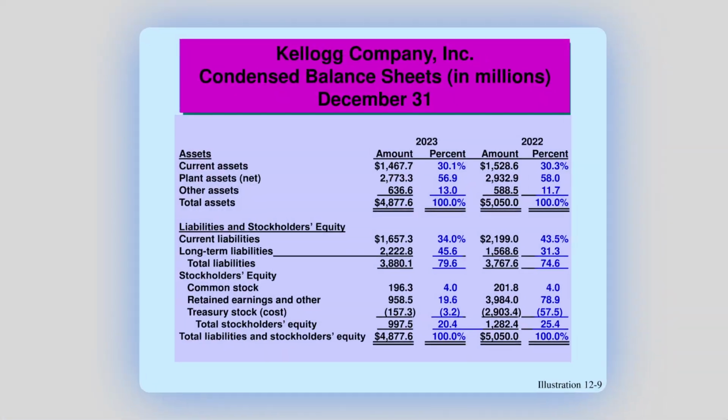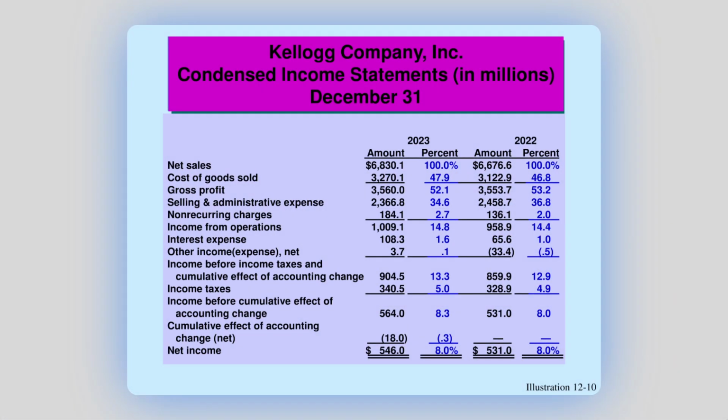Okay. How about naman in terms of your income statement? In terms of the income statement, ganun din. So net sales would be the base amount. So 100% is the net sales. Cost of goods sold 3270.1 just divided by the 6830.1, so you have 47.9. 2366.8 divided by 6830.1, you have 34.6.